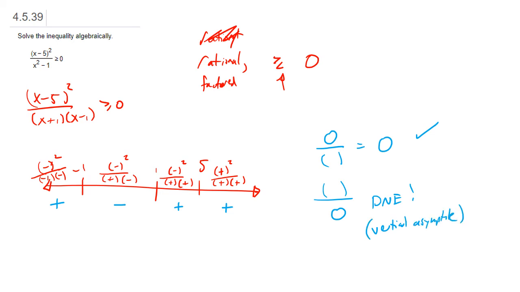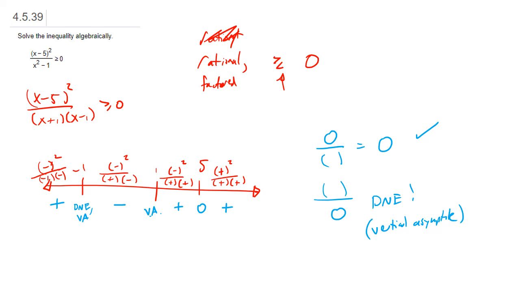Assuming the rational function was already factored and had common factors canceled out. So at x equals minus 1, this is a vertical asymptote. At x equals 1, this is also a vertical asymptote. At x equals 5, the result is 0. Okay, because that value, x equals 5, is where the numerator equals 0, and that's okay.